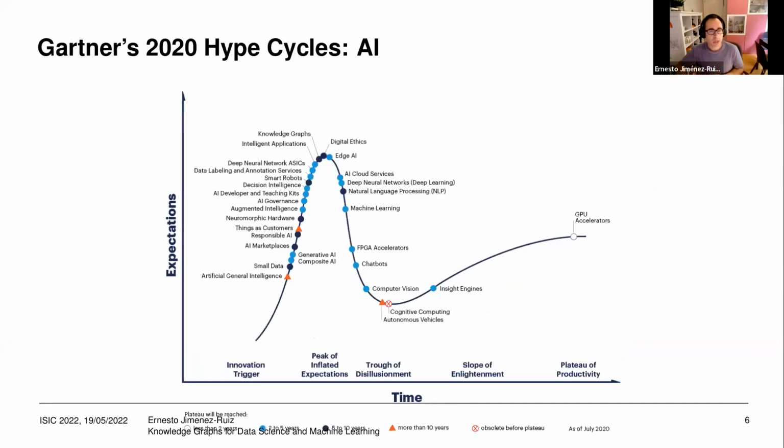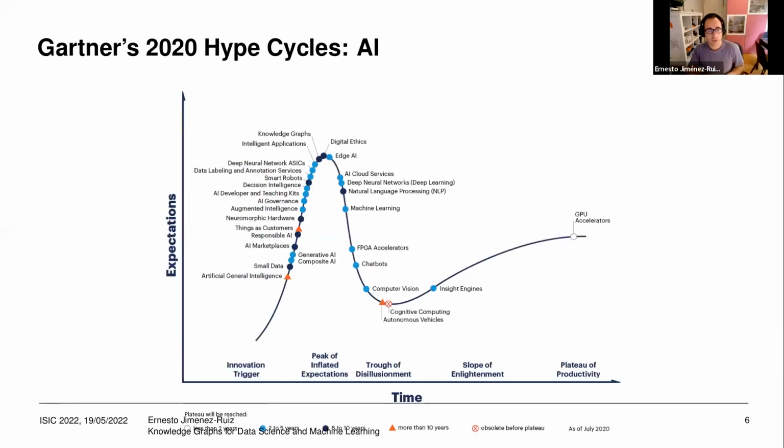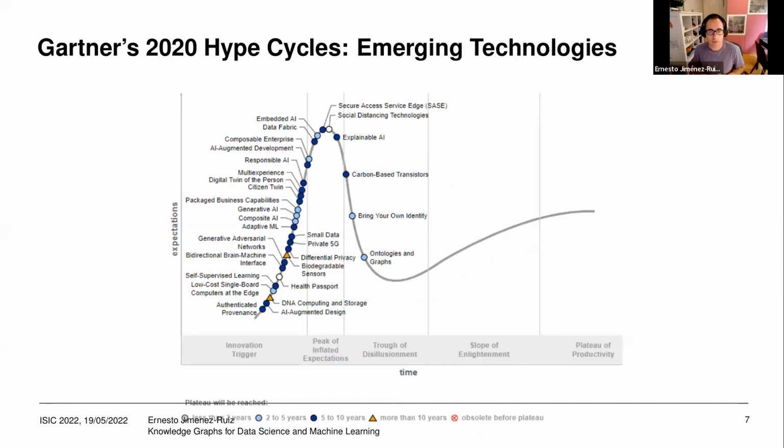And I wanted to put this picture, which is quite interesting, because as I was mentioning, knowledge graph is a very hot topic. Everyone is talking about that. So it looks like we are again at some sort of peak of inflated expectations. But if you check the following graph below, you see that while knowledge graph is at the peak, ontologies and graphs are in this very gray area after the peak of inflated expectations.